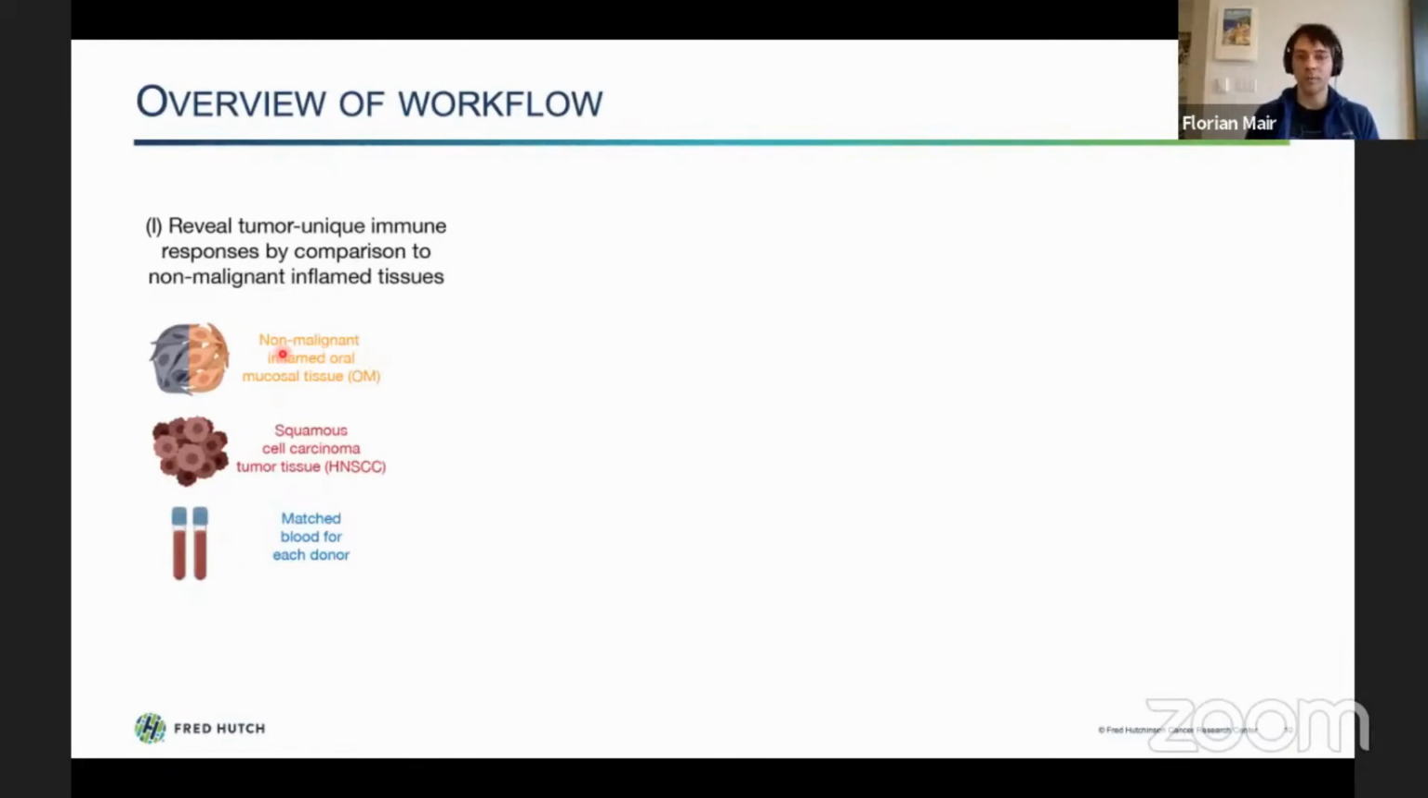Then we were also collecting squamous cell carcinoma tumor tissues from the oral cavity, which falls under the umbrella of head and neck squamous cell carcinoma. So these were solid tumors for which primary treatment is actually surgical resection. And those are obviously not from the same patients, but from the same tissue site. For both of these tissue sources, we collected matched blood for each donor as a reference control for the state of the immune system in the peripheral circulation.